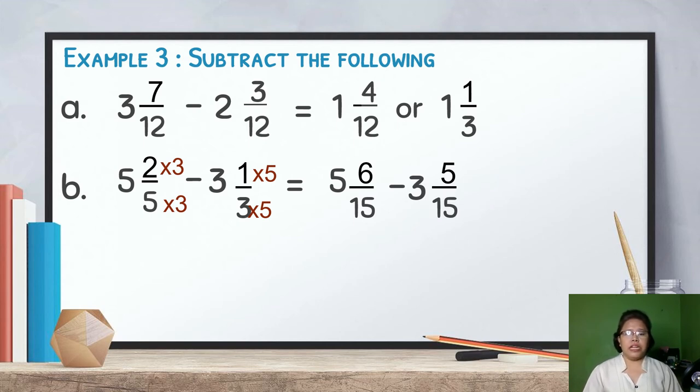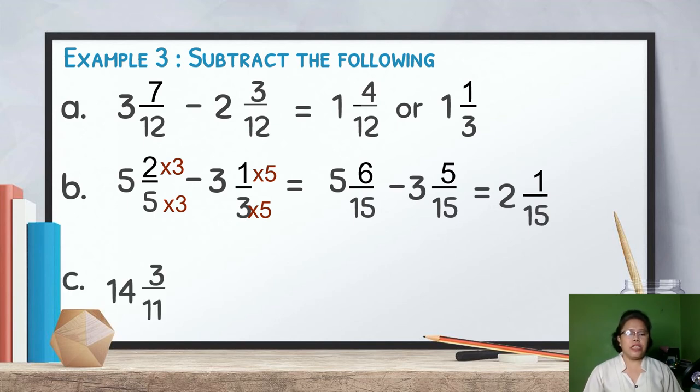So, pwede na natin i-minus. Tandaan na, hindi pwedeng mag-minus kung hindi pareho ang denominator. Hindi rin pwedeng mag-plus kung hindi pareho ang denominator. Kaya natin binabago. Okay? So, since pareho na ang denominators, go ahead na tayo with subtraction. So, 5 minus 3, that would be 2. And then 6 minus 5 is just 1. So, final answer is 2 and 1/15.